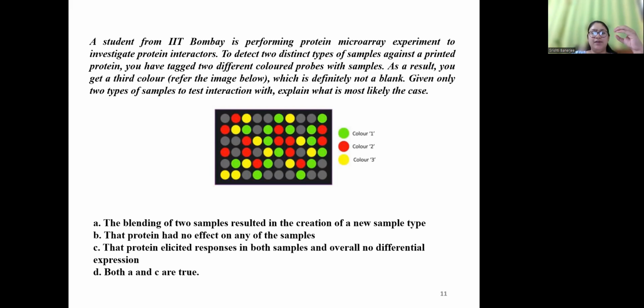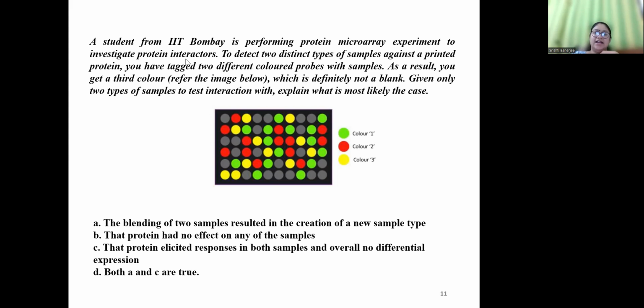Because one sample has a particular kind of protein, the second sample has another kind of protein. These are the two probes, and they're binding to the test protein or whatever protein is there in the list. So they're not mixing. It depends on what kind of protein was actually present in the microarray that resulted in this color.